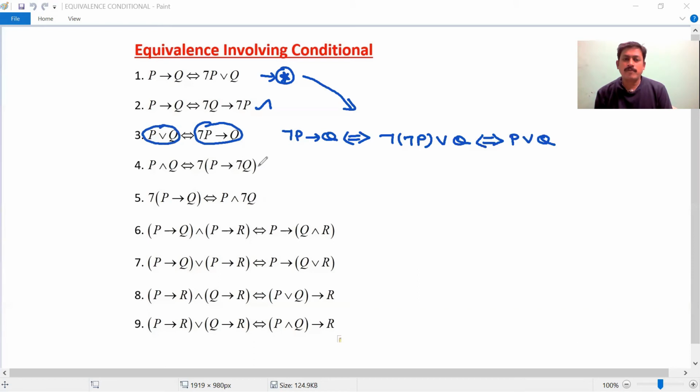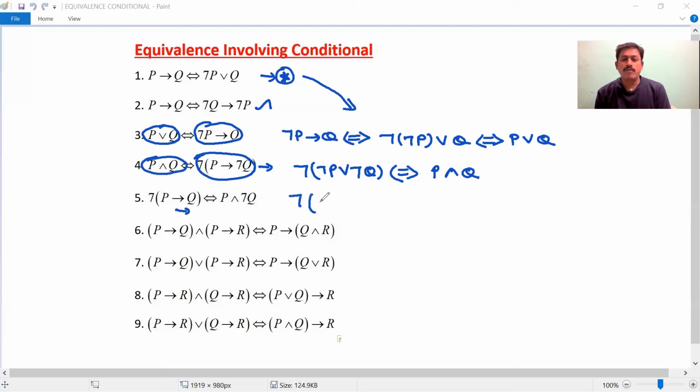In the same way, if you apply the formula here, you will get not of not P or, and this one is not Q. We know by De Morgan's law, we can write not of not P is P, not of or is and, not of not Q is Q. Not of if P then not Q is P and Q. The same way, if you apply the first formula here, we will get not of not P or Q. If you apply De Morgan's law here, not of not P is P, not of or is and, not of Q. Not of if P then Q is equivalent to P and not Q.